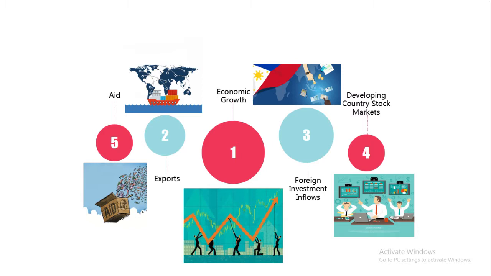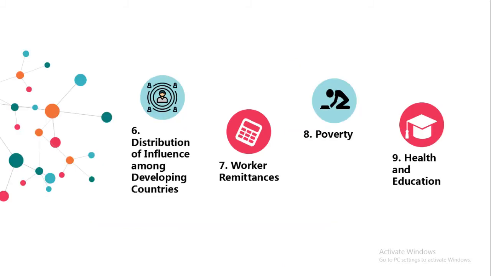The fifth one is aid. Major donors' aid to developing countries fell by nearly 3% in 2011, breaking a long trend of annual increases. Aid is only a fraction of total flows to low-income countries, but these hard economic times also mean lower investment and lower exports. Next is the distribution of influence among developing countries.